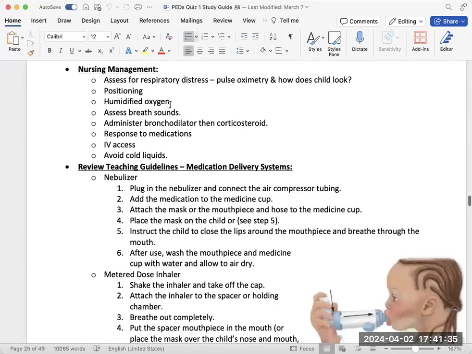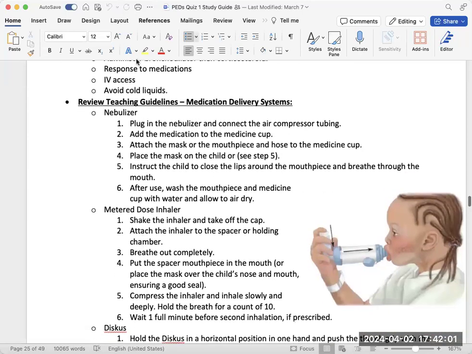For management, it's assessing for respiratory distress, using the pulse ox and looking at the child, right? Are they looking blue? Are they looking like they're really struggling to breathe? Positioning them properly, like having the head of the bed high, right? Assessing breath sounds, giving your bronchodilators and your corticosteroids, assessing the response to medications, which we could do through that peak flow, IV access, and avoiding cold liquids because that could just further exacerbate the asthma.